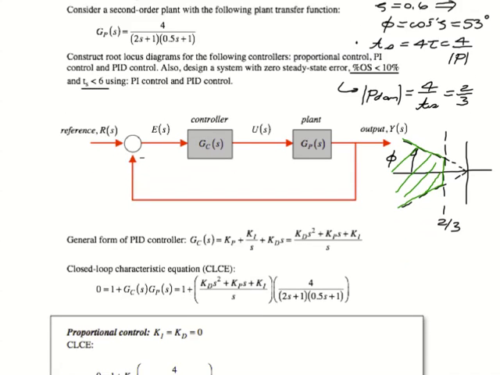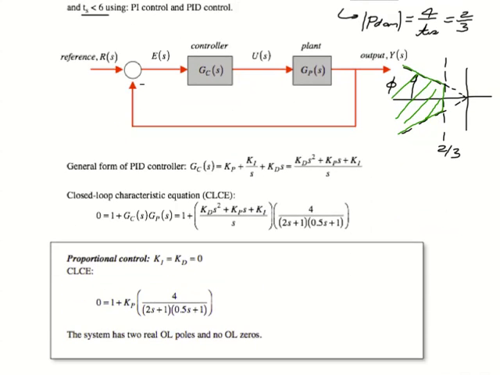Okay, now let's get to the PID part. For the PID controller, again, P is for proportional, I for integral, D for derivative. For the proportional, the transfer function is a Kp. For integral, it's the gain Ki divided by S, because that's an integration. And then for the derivative, it's Kd gain times S, where S is for the differentiation.